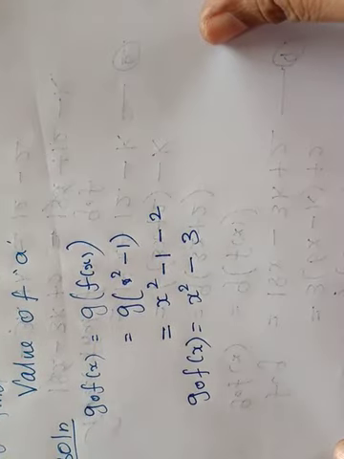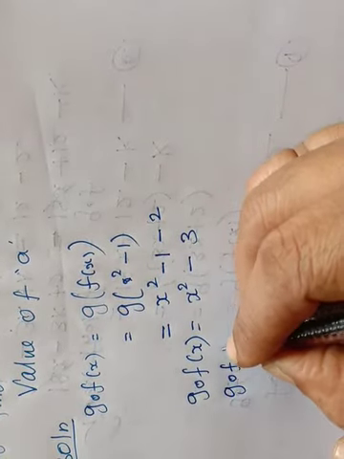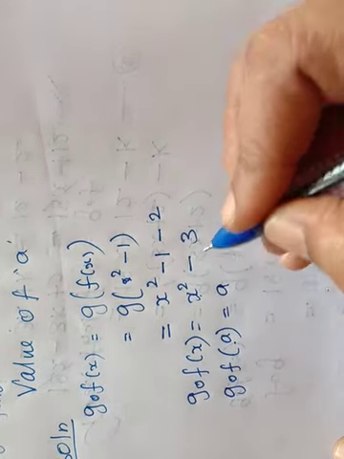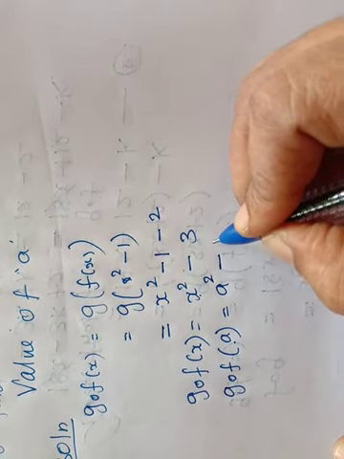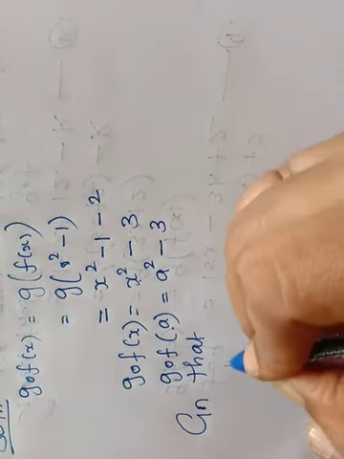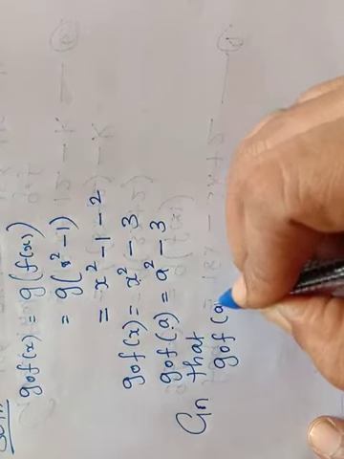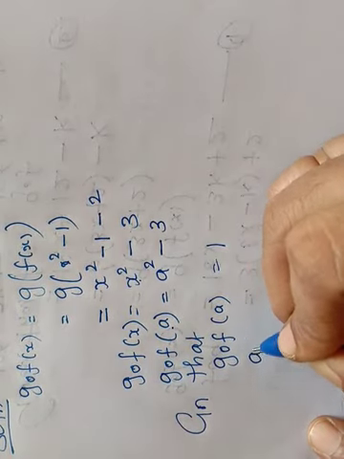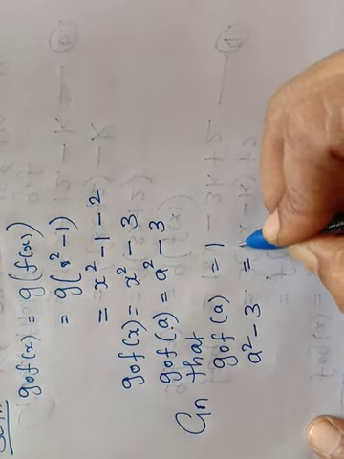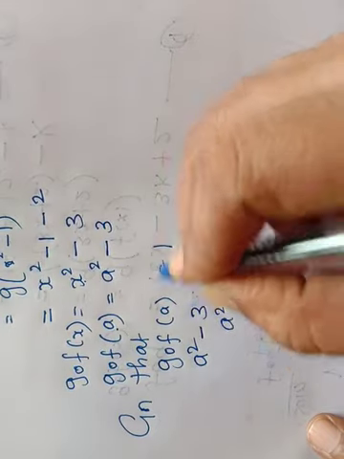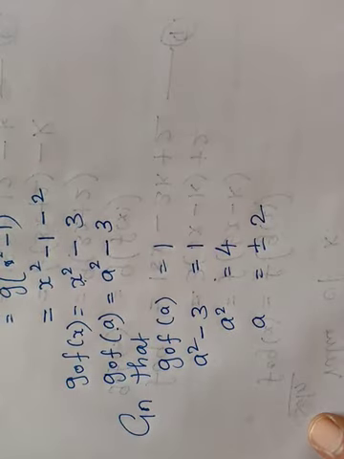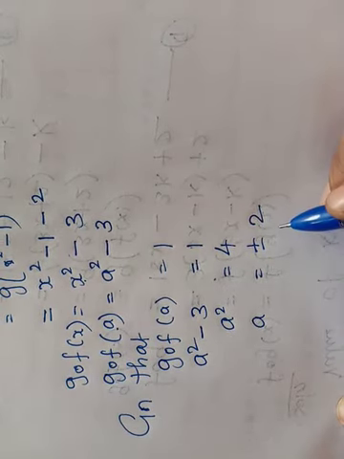But in the question they gave the condition as g composite f of a, so instead of the x I am changing to a. Any constant they may give, you just have to change it. That's all. a squared minus 3. And given that g composite f of a equal to 1, a squared minus 3 is equal to 1. So a squared is equal to 4. a is equal to plus or minus 2. They asked only for the value of a, and the value is plus or minus 2.